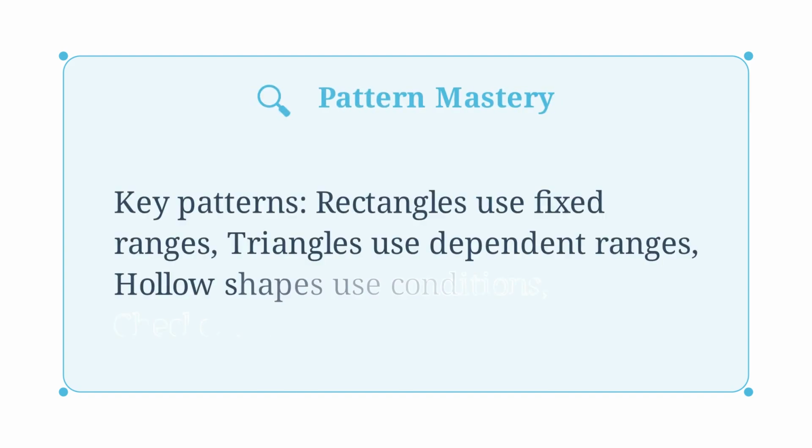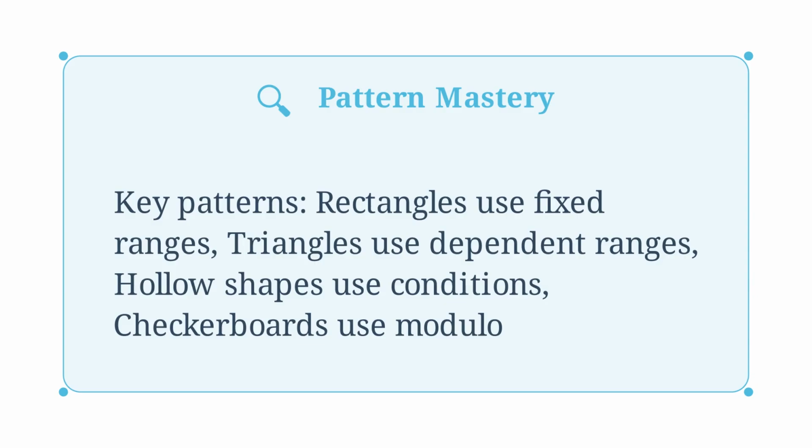Remember your pattern toolkit. Rectangles use fixed ranges. Triangles use ranges that depend on the outer variable. Hollow shapes use edge conditions. And checkerboards use that clever modulo trick.